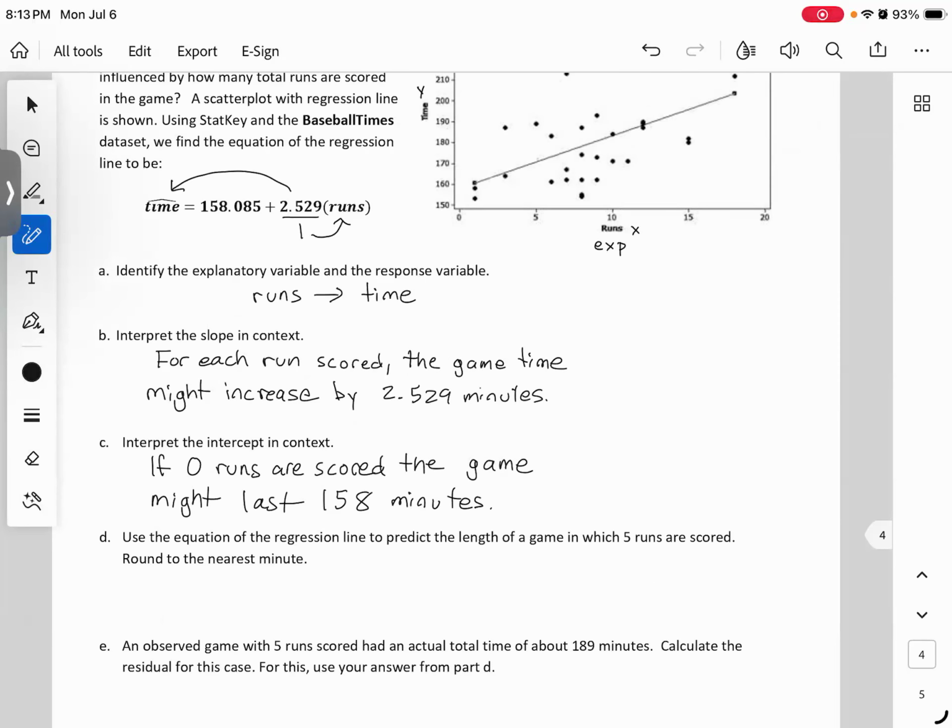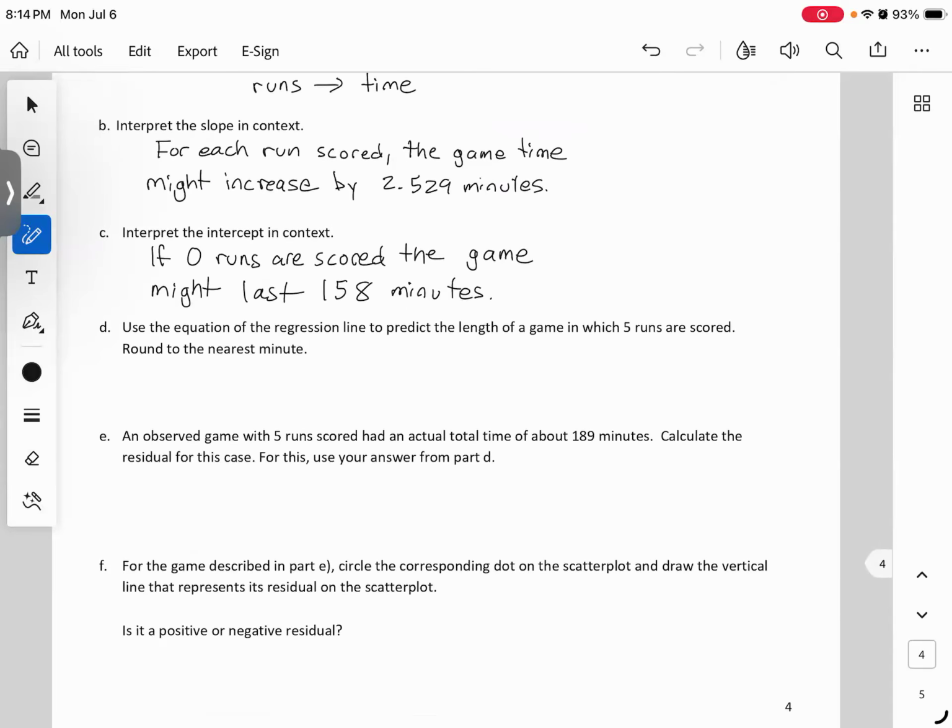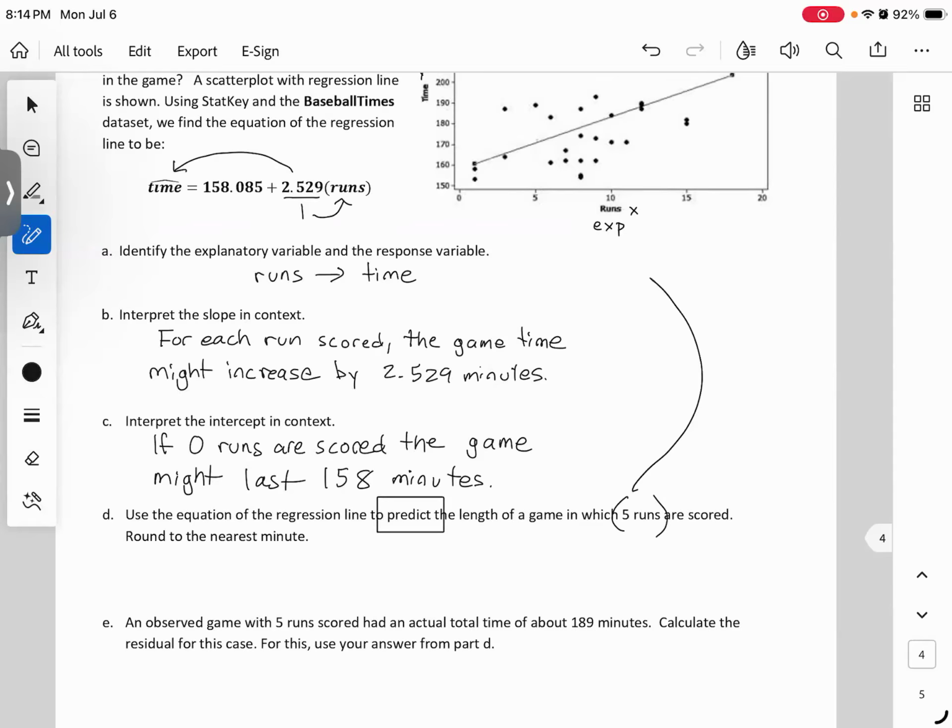So again, I included those as just another quick check to make sure that we are getting as comfortable as we can with interpreting slopes and intercepts. And then let's do a residual. That's what part E is going to be asking for, for us to calculate the residual, which means we need a predicted value and we need an observed value. And that's what D is going to start us off with. It's going to have us calculate the predicted amount of time a game might last if 5 runs are scored. So at your calculator, go ahead and plug 5 into the equation.